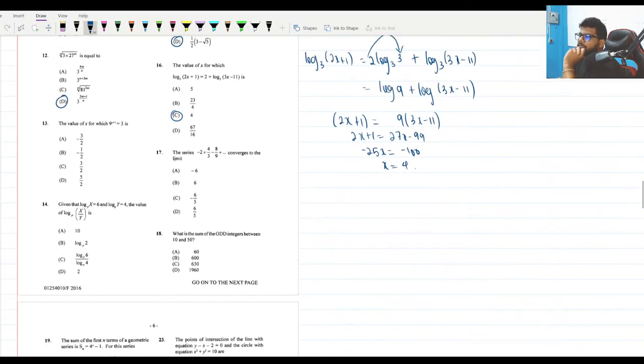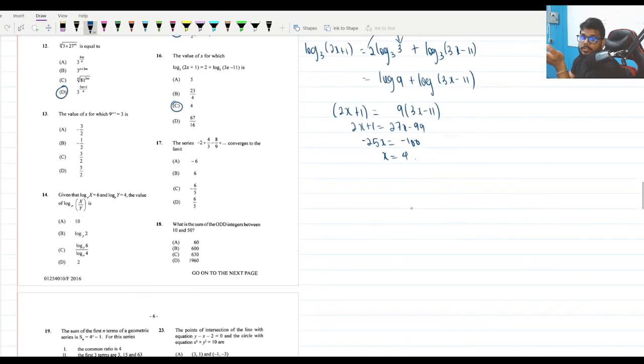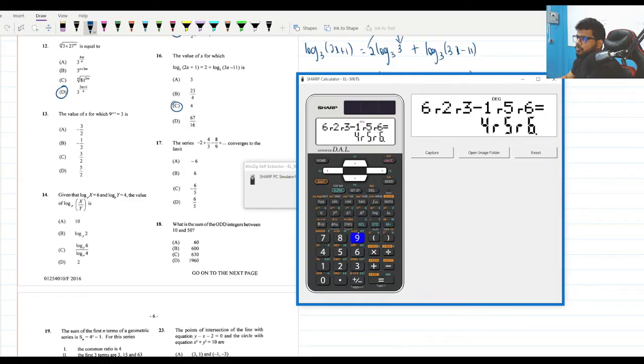The series converges to the limit, a convergent geometric progression. This is the only thing that can converge. A GP is the only thing that can converge. And how do we calculate the number it converges to? You sum to infinity: a over 1 minus r, where r will be 4 over 3 divided by minus 2. Minus 2/3 is going to be r.